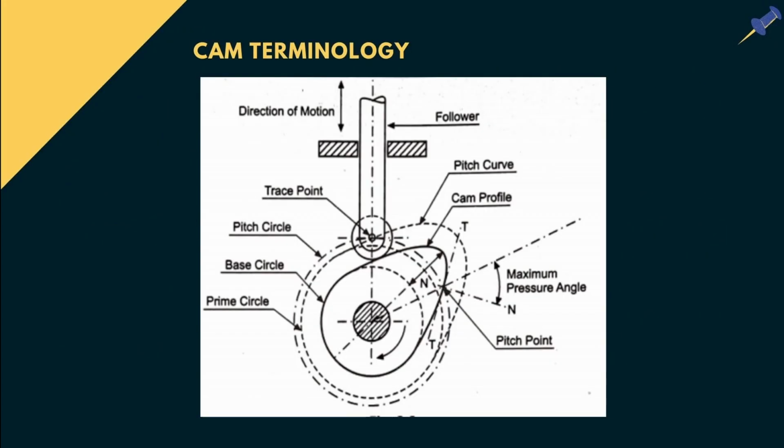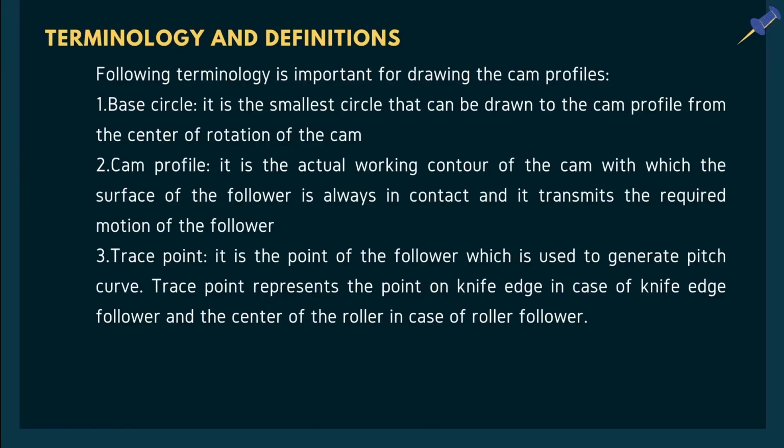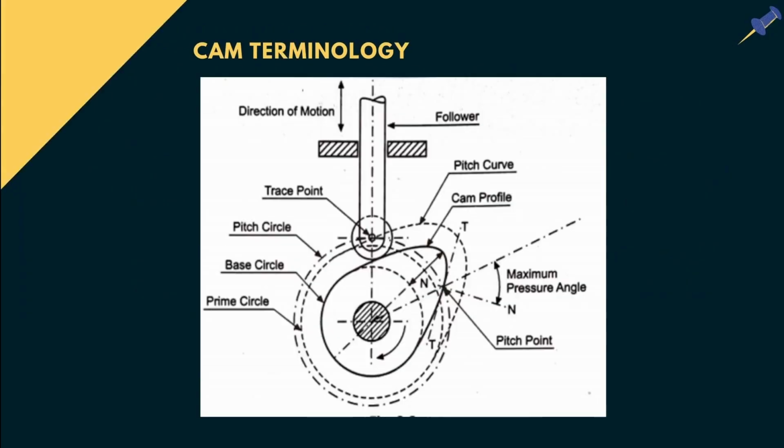Now, this is the diagram of cam terminology. Here you can see the direction of the follower's motion, which is oscillating, or we can say a reciprocating motion. Here, the follower is a roller type follower. We will discuss the types deeply in the next point. You can also see the other points like base circle, cam profile, pitch circle, and many more. So for more clarification, let's see the standard definitions of these terms.